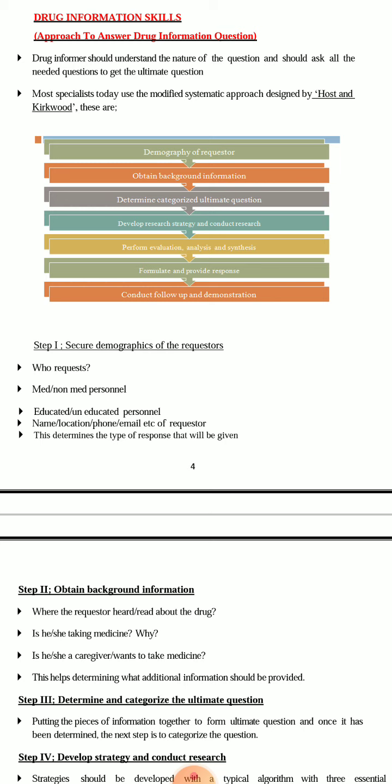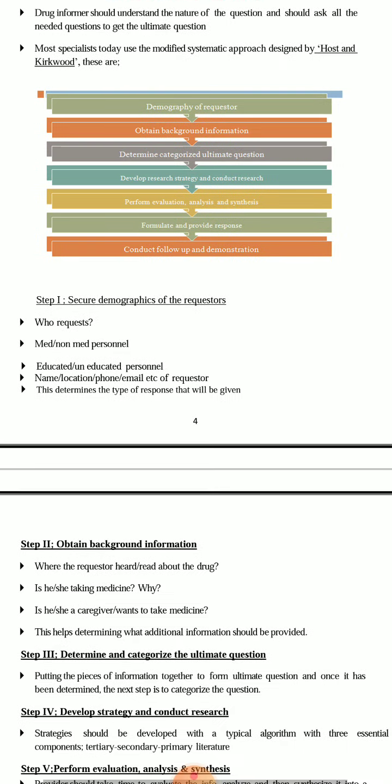Step 1 is to secure the demography of the requester. First of all, we should know who the requester is, whether he is a medical or non-medical person, an educated or uneducated person, what the name, location, phone, email, etc. are. This information about the requester determines the type of response that will be given to the requester.